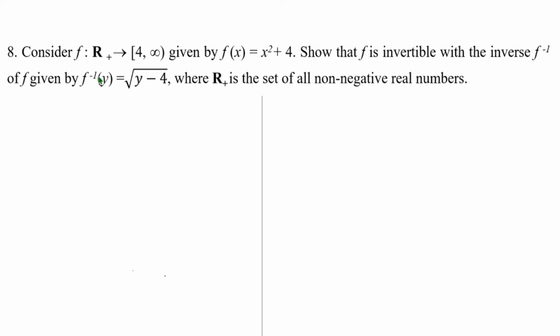So here it is given f is a function from the set R+ of non-negative real numbers to the closed interval [4, ∞). It is given by f(x) = x² + 4. We have to show that this function is invertible, and the inverse of this function is given by f⁻¹(y) = √(y − 4).